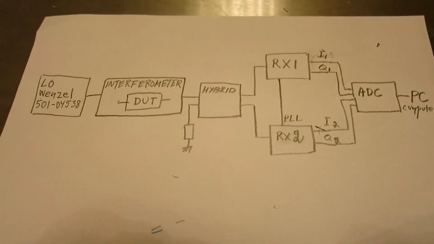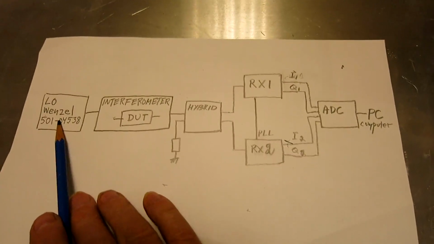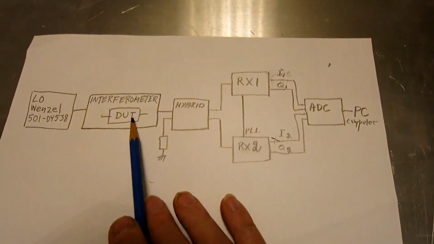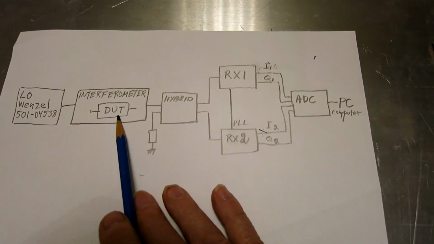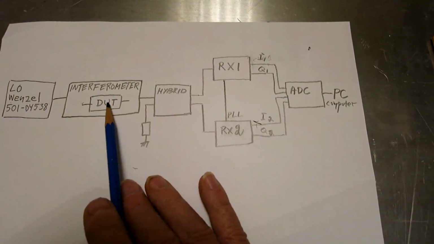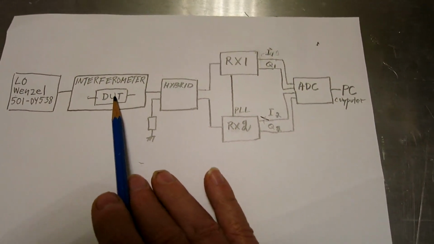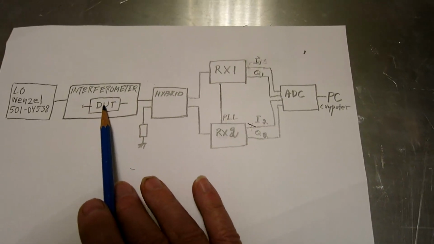And here is a block diagram of what I'm doing. The local oscillator, the interferometer with the device under test in it, and right now that device is just a straight wire, so there is no device, it's just the interferometer itself, that produces the curve that I've shown.